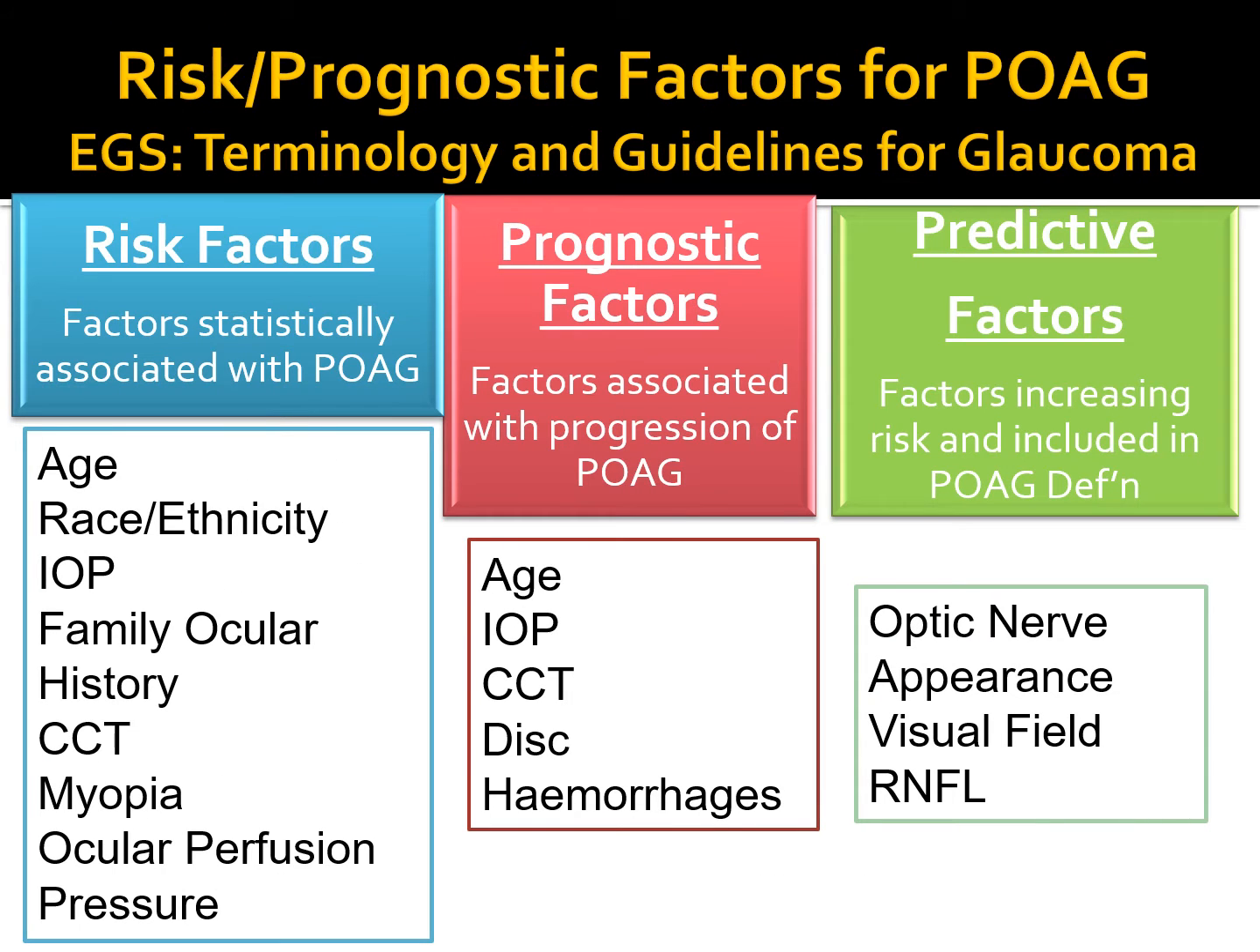So the risk and prognostic factors for POAG. Risk factors are factors that are statistically associated with it: age, race, IOP, family ocular history, CCT, myopia, and again, ocular perfusion pressure. Prognostic factors are factors associated with progression of that disease, so age, IOP, CCT, disc hemorrhages. And predictive factors, factors increasing the risk of, and included in the POAG definition, is optic nerve head appearance and visual field, and RNFL.